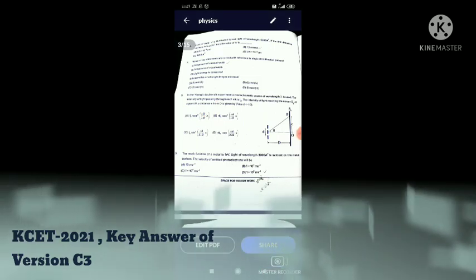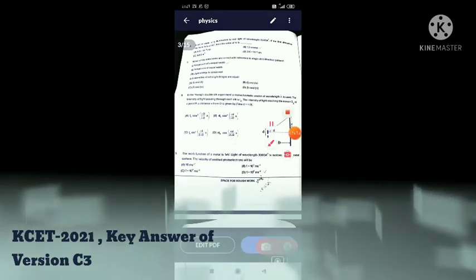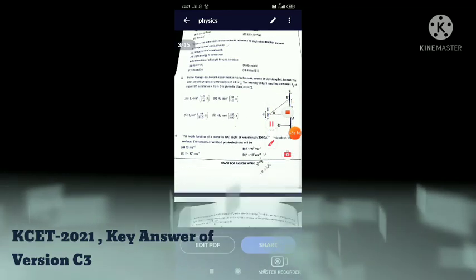The work function of a metal is 1 eV. Light of wavelength 3000 Angstrom is incident on this metal surface. The velocity of emitted photoelectron will be, the correct option is option D. Then we will move to the next question.